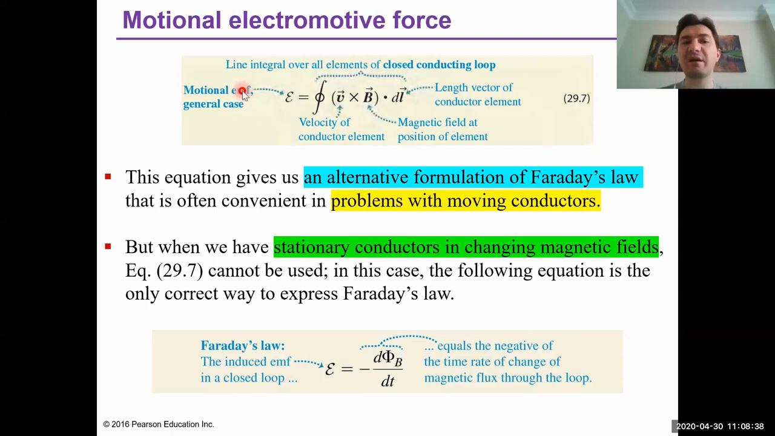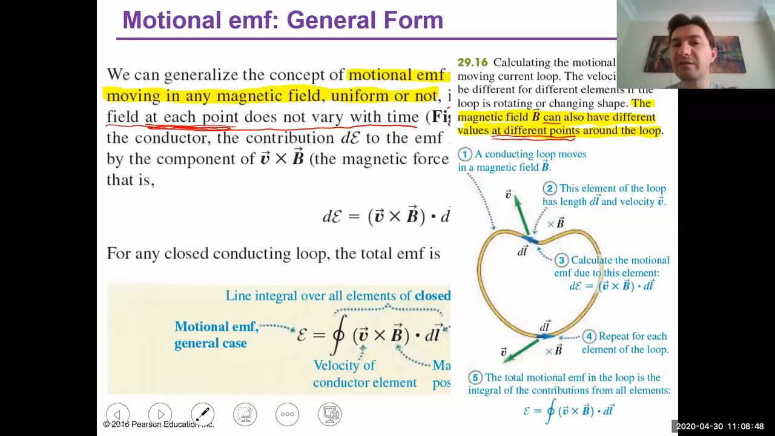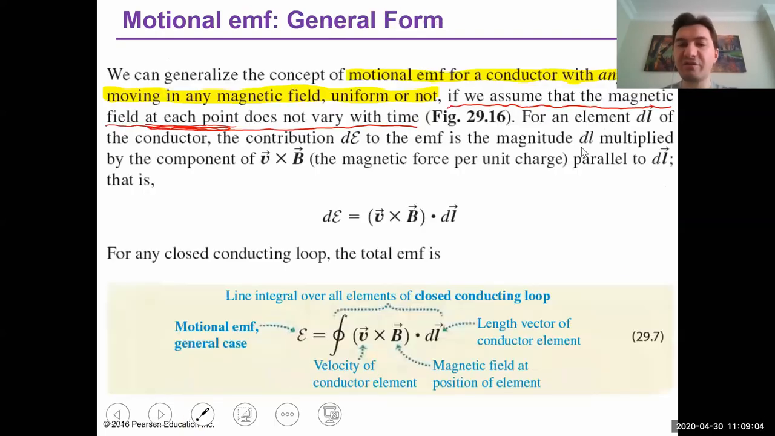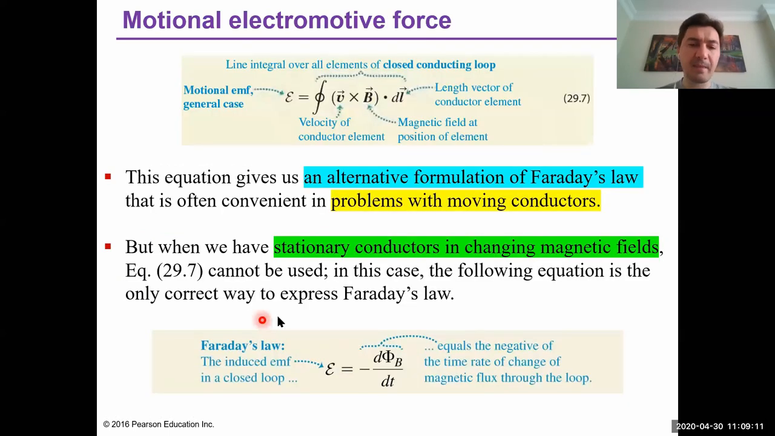But when we are dealing with problems with stationary conductors in a changing magnetic field, let's consider that this conductor is fixed here, but the magnitude of the magnetic field is changing. Then the flux within that area changes, and we have that formula of Faraday's law. The magnetic flux changes with time, so we have a changing magnetic field, and it produces an induced EMF in a closed loop.